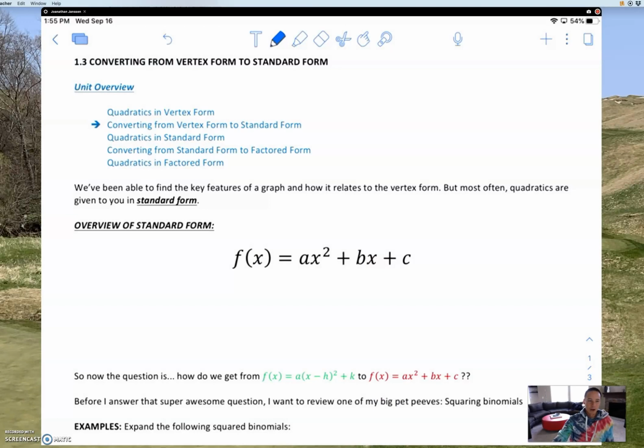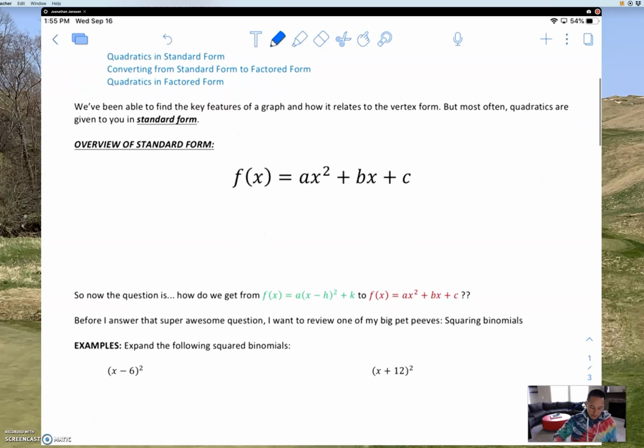So here's a quick unit overview. We started with quadratics in vertex form, and we're pretty much done with that. Now what we're going to be doing is converting from vertex form to standard form. So after today, we're going to be done with that one. And then we're going to go into standard form and then factored form after that.